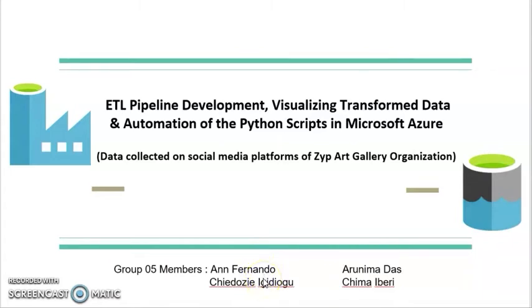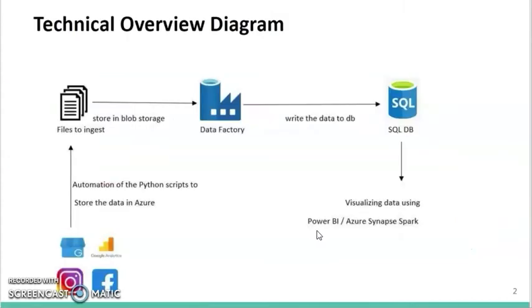In this project, we have provided a solution for the non-profit organization called Cipart Gallery to automate their social media data collection via Python scripts and to load that data into an Azure SQL database through the development of an ETL pipeline in Azure Data Factory. Also, the steps to be followed in order to visualize the loaded data from Microsoft Power BI. So let's move on to the technical overview diagram of the project.